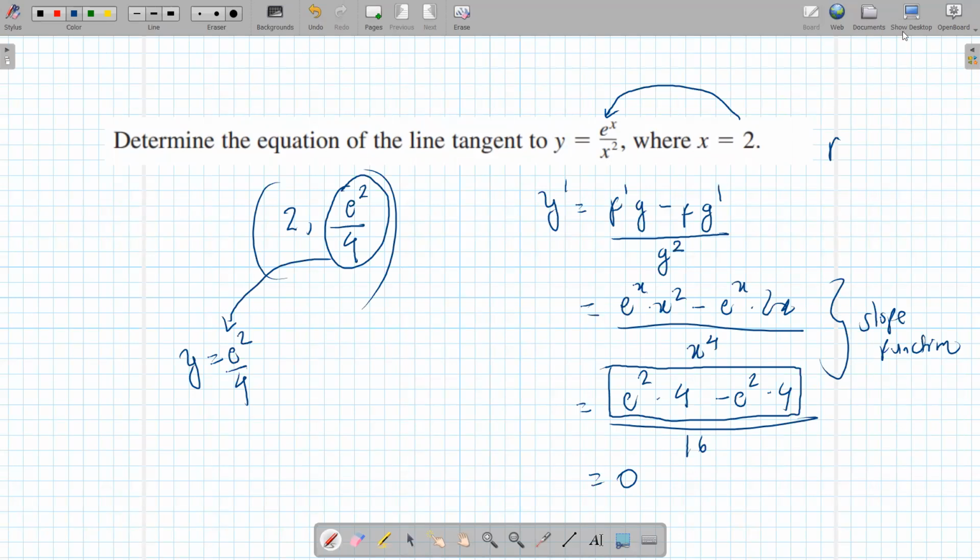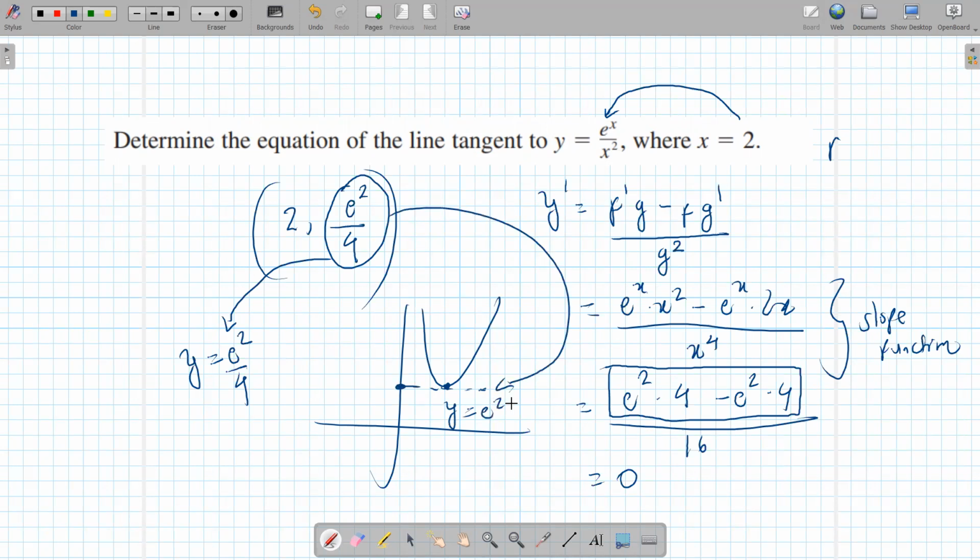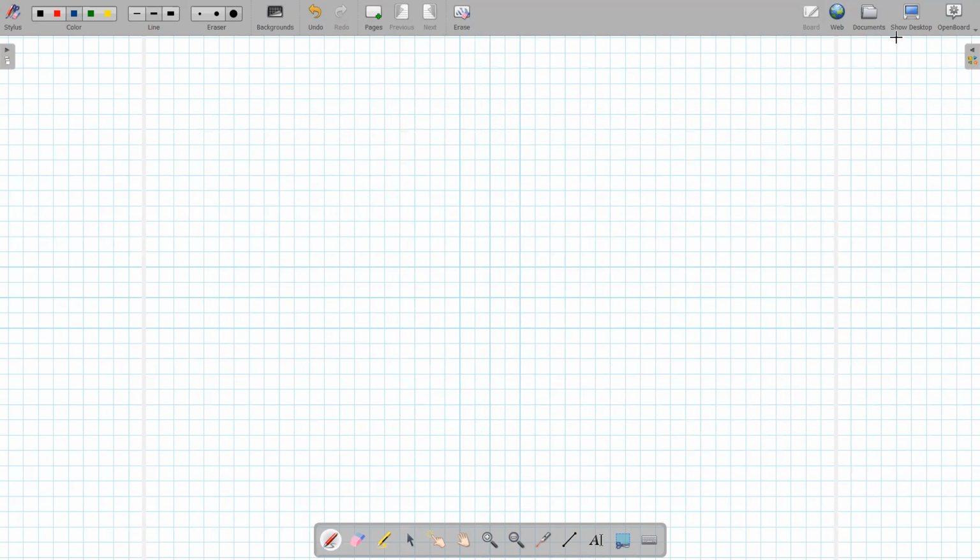The question is, what's the equation of a tangent line? Slope is 0, it's gonna be just y equals to the y-intercept. Okay? That's gonna be the tangent line. So for that graph, it looked something like this. This is gonna be the tangent line, this one right here. What's the equation? Well, y equals to whatever the y-intercept was, e squared over 4. Cool?